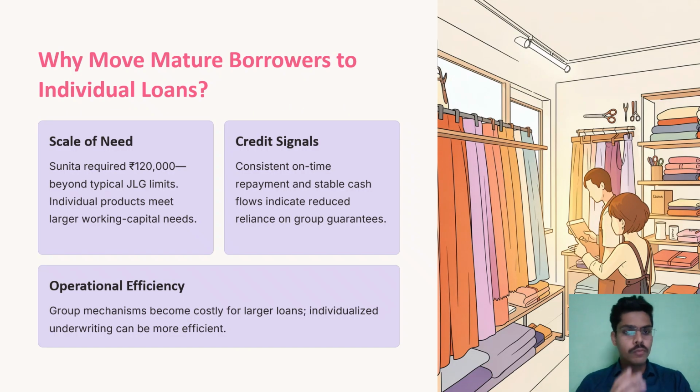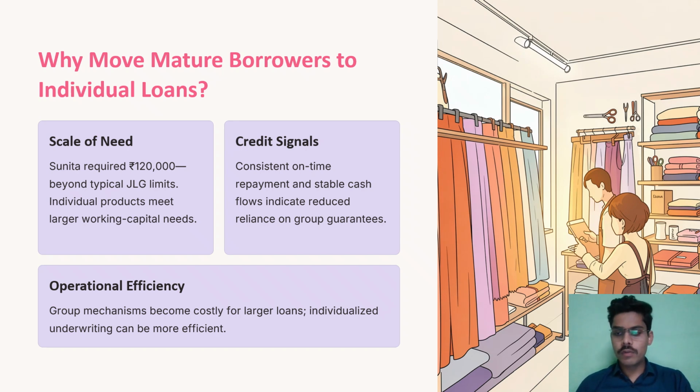So why move a mature borrower to individual loans? The first one is the scale of need. Sunita requires 1,20,000, beyond typical JLG limits. Individual products meet larger working capital needs. The second one is credit signals. Consistent on-time repayment and stable cash flow indicate reduced reliance on group guarantees. And the third one is operational efficiency.